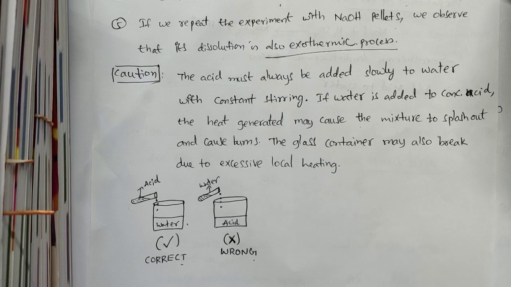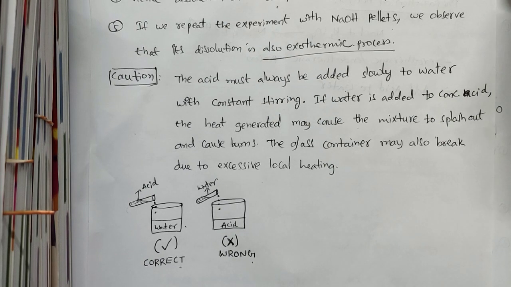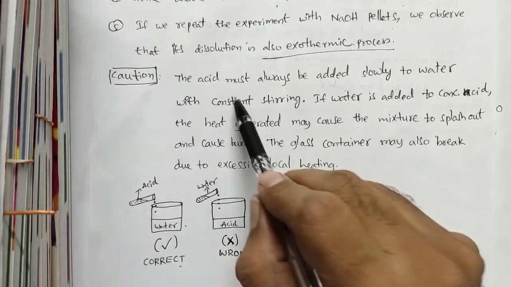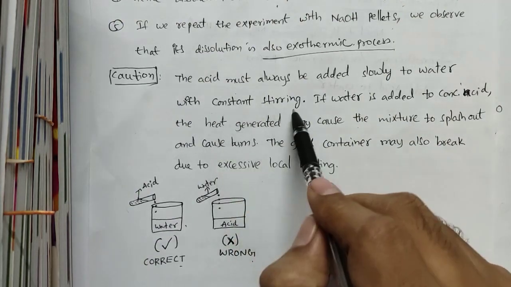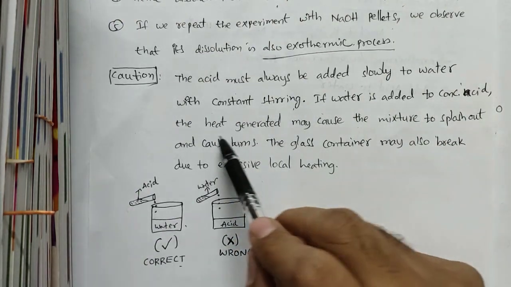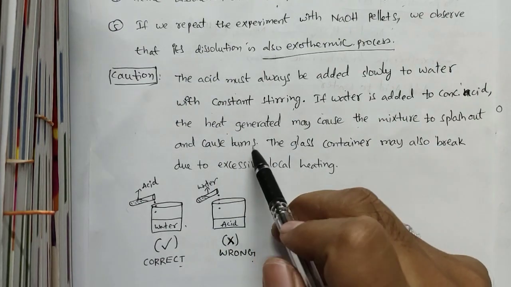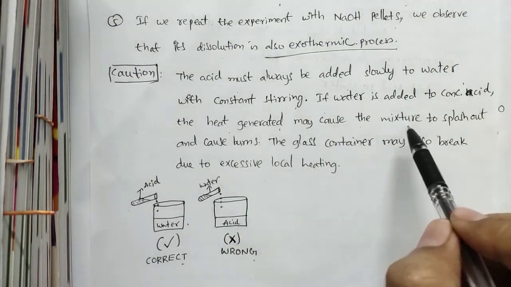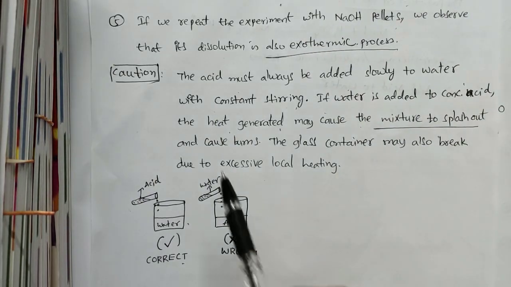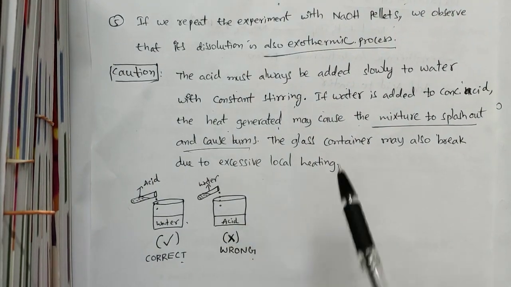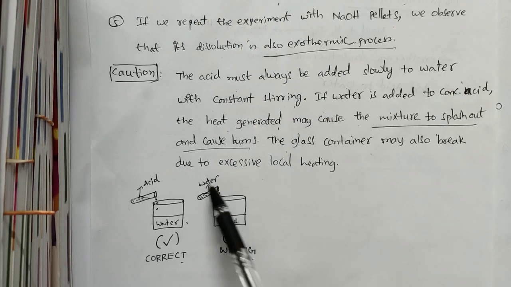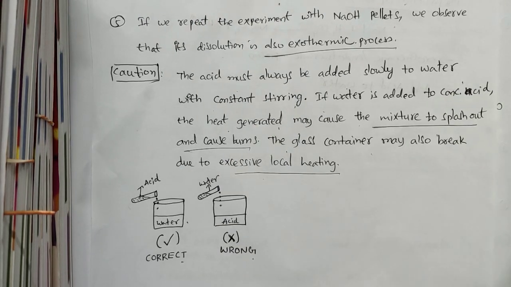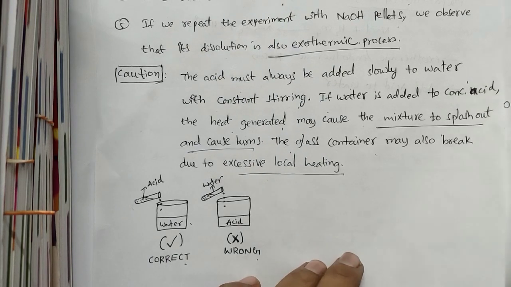So basically, what is our outcome here? Dissolution of an acid or base in water is an exothermic process, and there should be a cautious note: acid must always be added slowly to water with constant stirring. If water is added to concentrated acid, what happens? Heat is generated, and it may cause the mixture to splash out and cause burns. Not only that, the glass container may also break due to excessive local heating. Right? So these are the two activities.